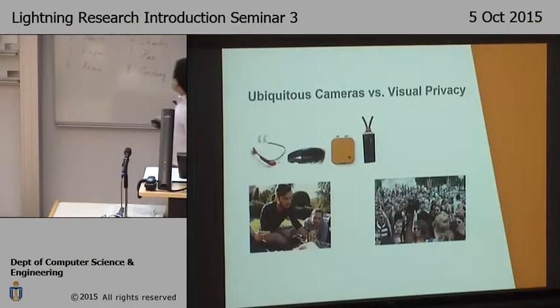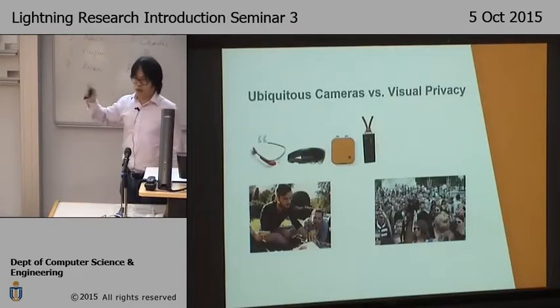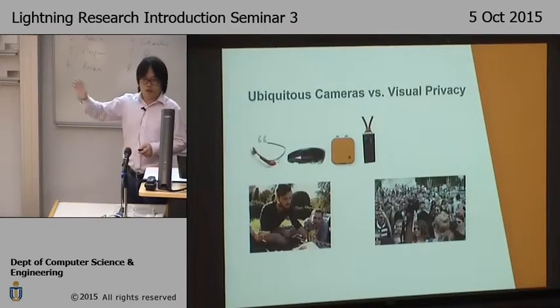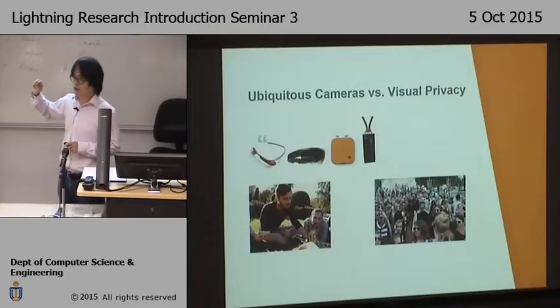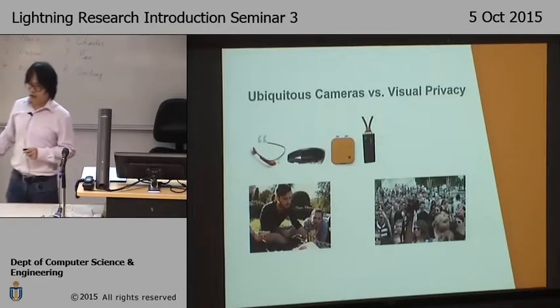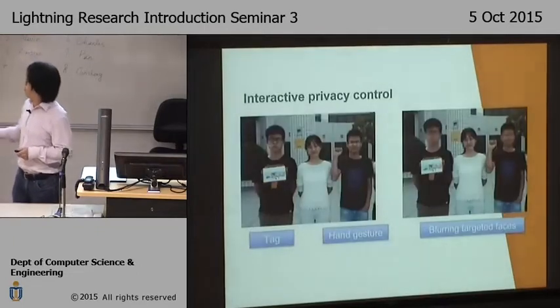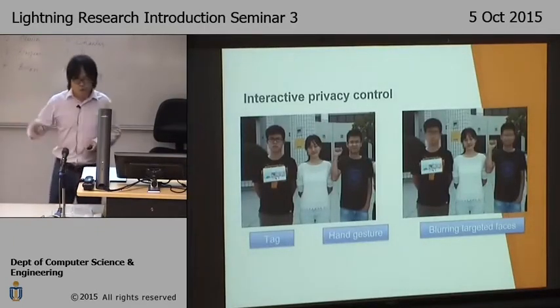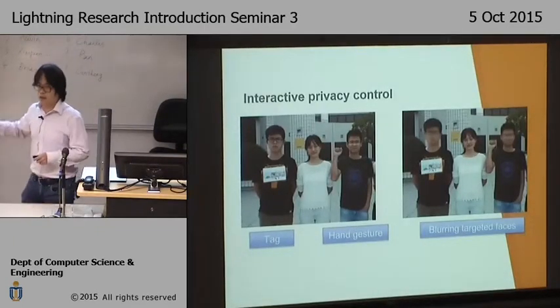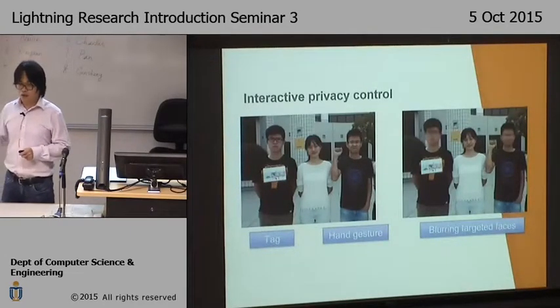We also built a system for people to interact with the camera to control their privacy, because there are lots of cameras everywhere, right? If you can communicate with the camera that you don't want to be in the picture, then you will be removed from the pictures. This is one example, and we're also building an app called V Camera, because Asian people like to always put up a V when they take a picture. We're trying to build this app and put it on Android.